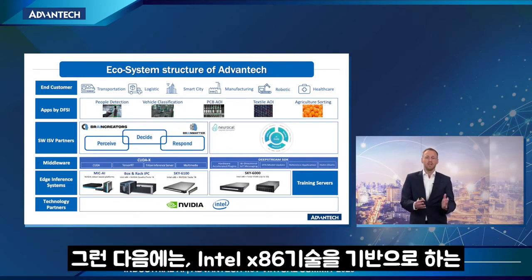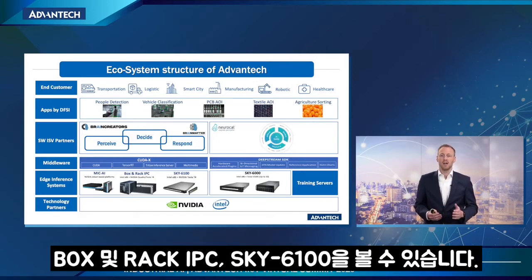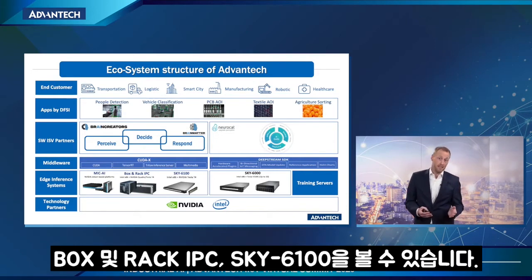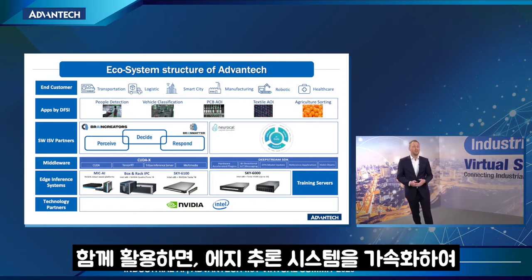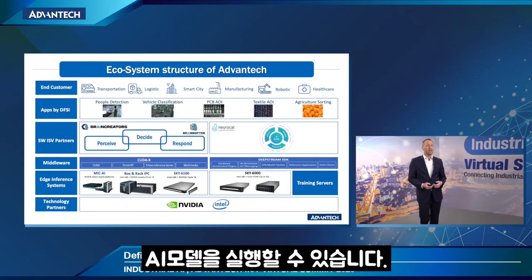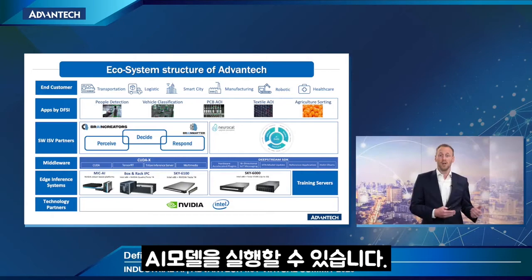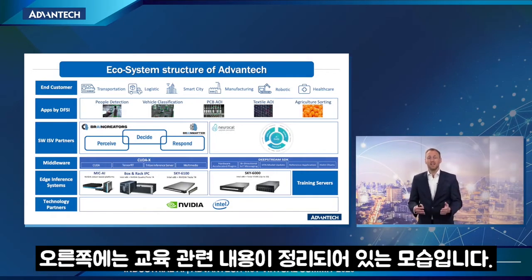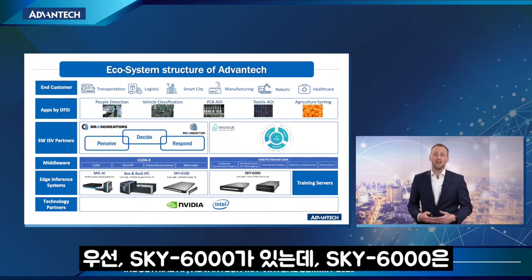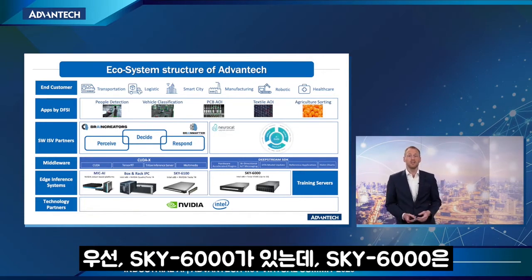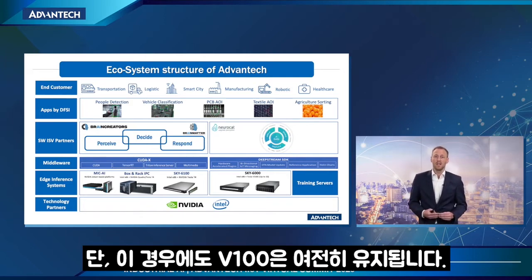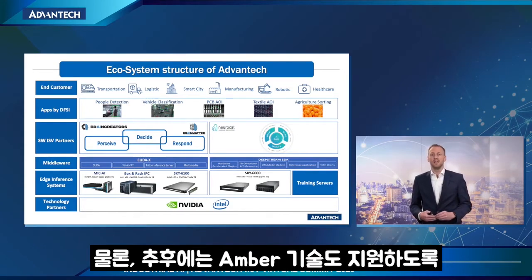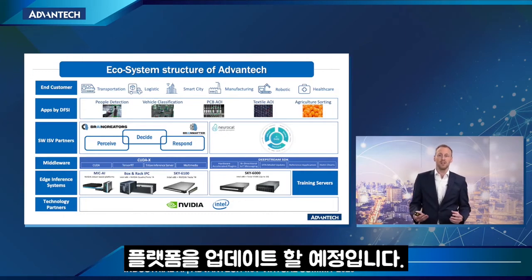Then you see the Box PC and the Rack PC and the Sky 6100, that's x86-based technology, so Intel, combined with an accelerator card from NVIDIA in Quadro or Tesla to accelerate the application to run the AI models on. On the right side, you see the training side. We have our Sky 6000 range, and a Sky 6000 range can support up to 10 Teslas. In this case, still the V100S. Later on, of course, we will update the platforms to support also the Ampere technology.